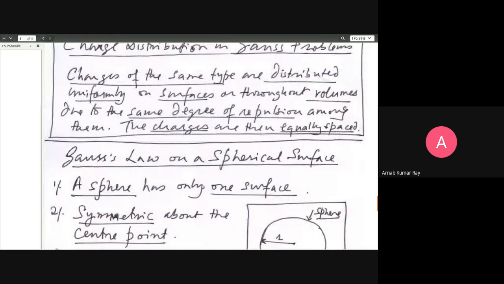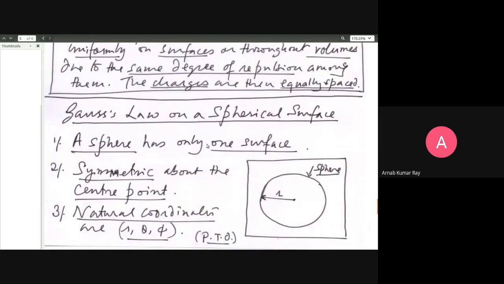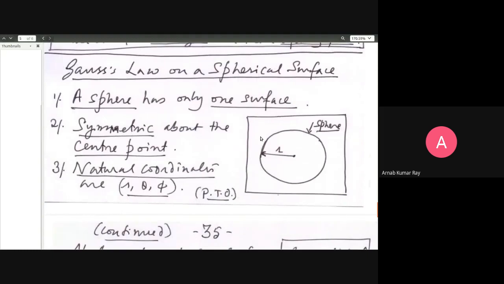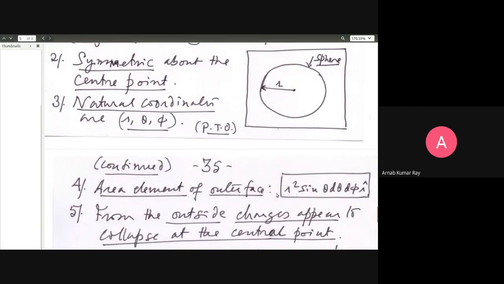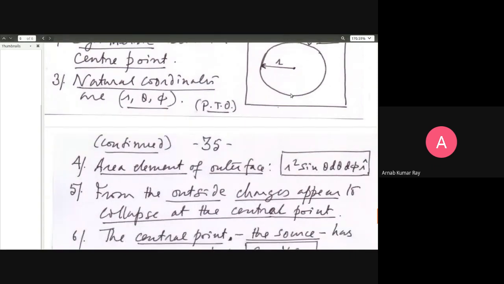Now, as I said in the previous slide, we compare the spherical and cylindrical cases. That is what we are going to do. Gauss's law on a spherical surface. A sphere has got only one surface, so it's a very symmetric and simple surface to work with. Symmetric about the center point, natural coordinates are r, theta, phi. Area element of the outer face is r squared sine theta d theta d phi r cap. From the outside, charges appear to collapse at the central point.